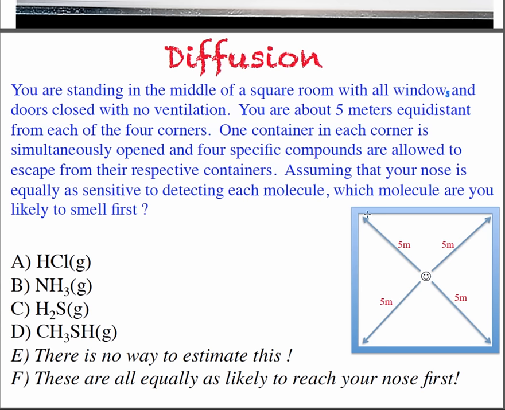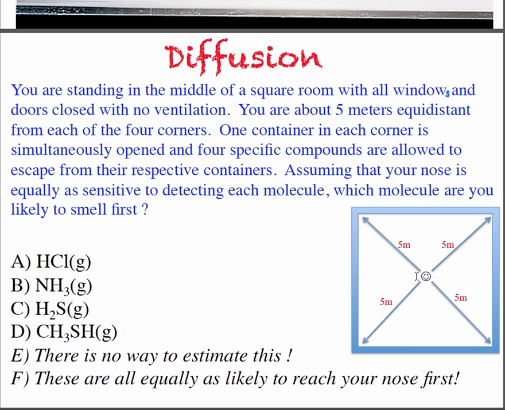If I put HCl in one corner and NH3 in one corner and H2S in one corner and methyl mercaptan, or it's a CH3SH molecule. This one smells like hydrochloric acid, this one smells like ammonia, this one smells like rotten eggs, this one smells like, I shouldn't say it to be politically correct, it just smells bad. Which of these four molecules, if released at the same time in equidistant corners of the room, if I was in the middle, which one would I smell first?